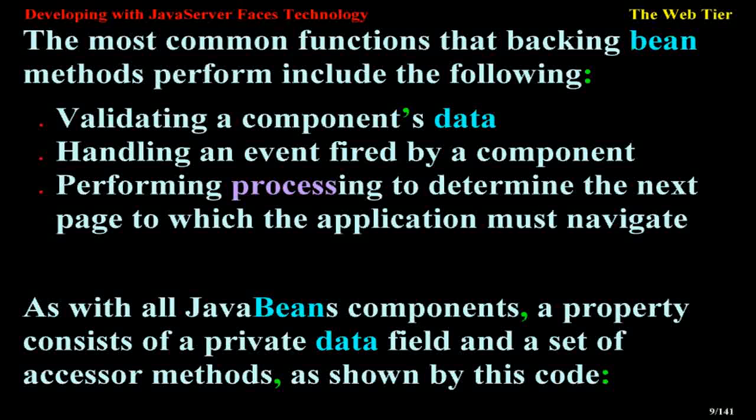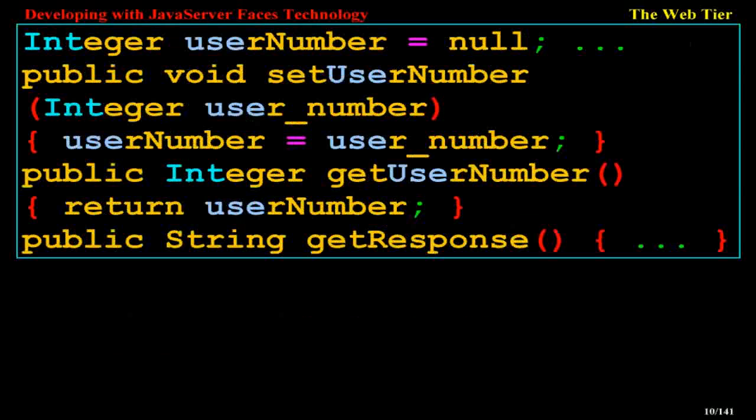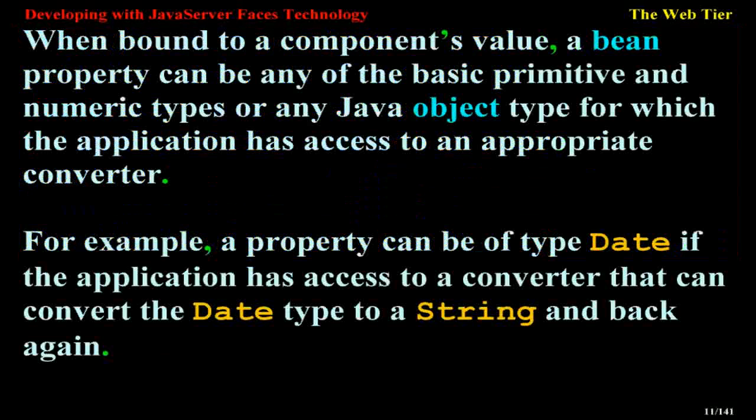As with all JavaBeans components, a property consists of a private data field and a set of accessor methods, as shown by this code. Integer userNumber = null; public void setUserNumber(Integer userNumber) { this.userNumber = userNumber; } public Integer getUserNumber() { return userNumber; } public String getResponse().